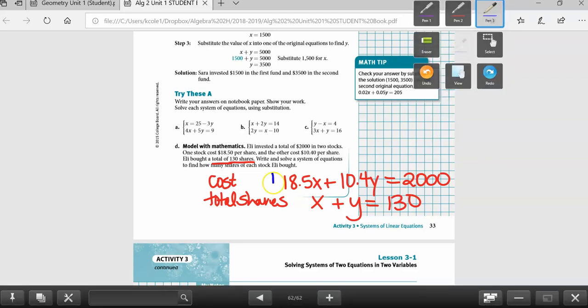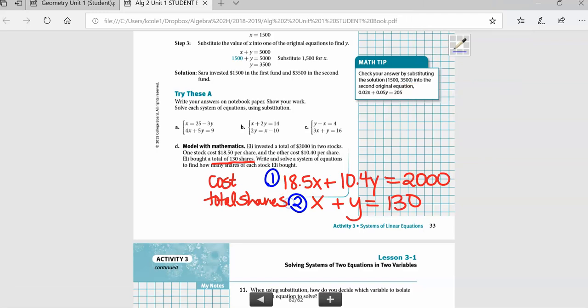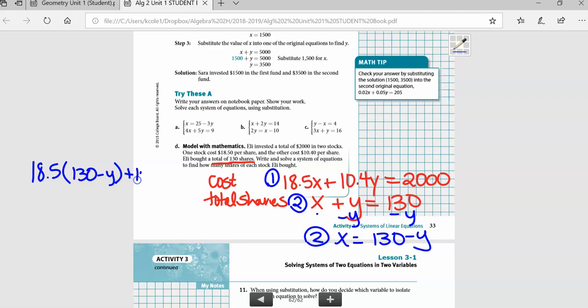Then again, the first thing that you're going to do is isolate. I am going to isolate equation 2, and I'm going to isolate x this time, so I'm going to subtract y. So x equals 130 minus y. That's equation 2. So I plug equation 2 into equation 1 for x. So I've got 18.5 times (130 minus y) plus 10.4y equals 2,000.